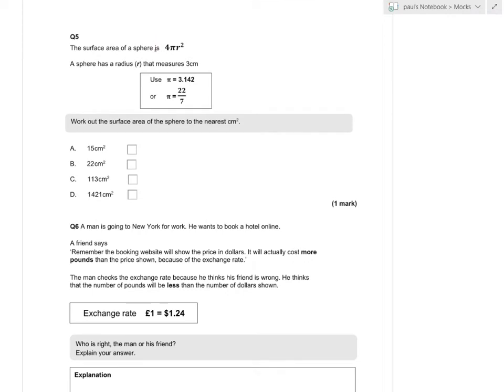The surface area of a sphere is 4 pi r squared. Use that or that. Work out the surface area of the sphere to the nearest centimetre. So we've got 3. So it's 4 times pi times 3 squared. Right, so I'm going to use 4 times 3.142 times 9. So 4 times 3.142 times 9. 113 to the nearest.